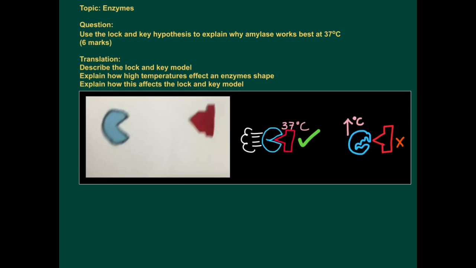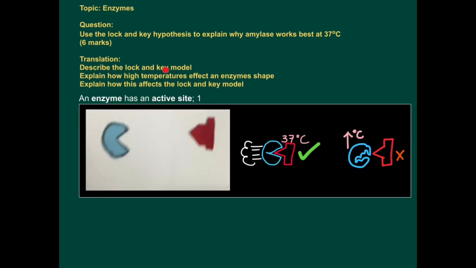So firstly, we must describe what the lock and key model or hypothesis is, then explain how high temperatures affect an enzyme's shape, and then explain how this affects the lock and key model. This is my interpretation of why amylase works best at 37 degrees Celsius. If you start explaining why it works best at 37 degrees Celsius, it's kind of misleading. What it's really asking you is why will it not work well at temperatures above 37 degrees Celsius?